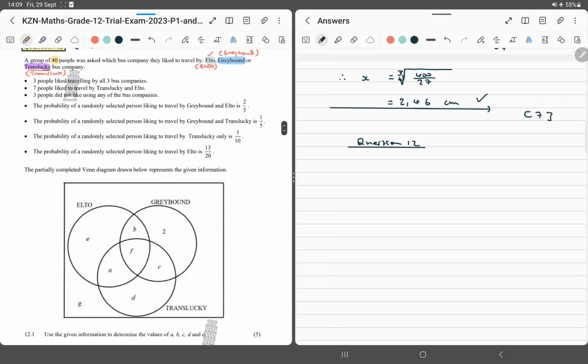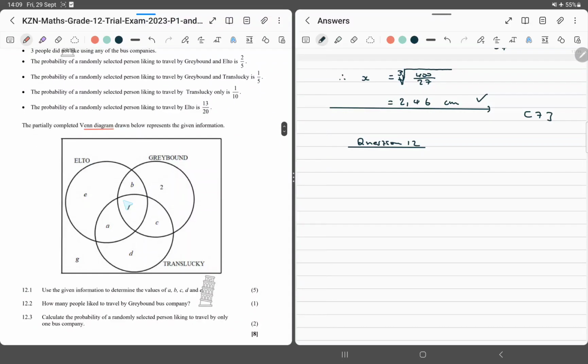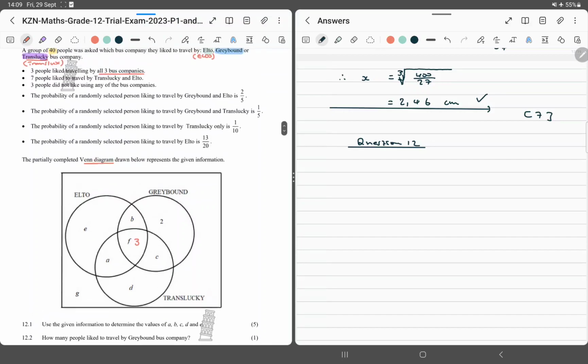Okay, alright. So we can see now we've got a Venn diagram. The tool that is important. Now they're telling us 3 people liked traveling by all 3 buses. 3 people. So now this is the section right here. That is that section. Can you see? So this is 3 people. So F is 3. Always you start with the intersection normally.